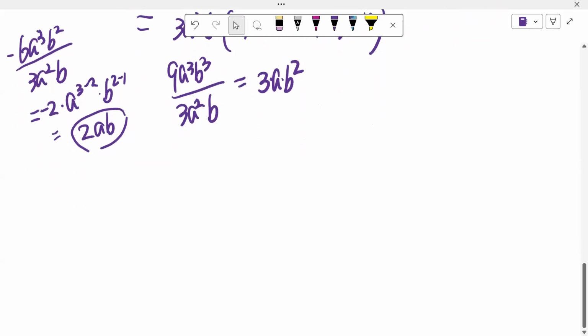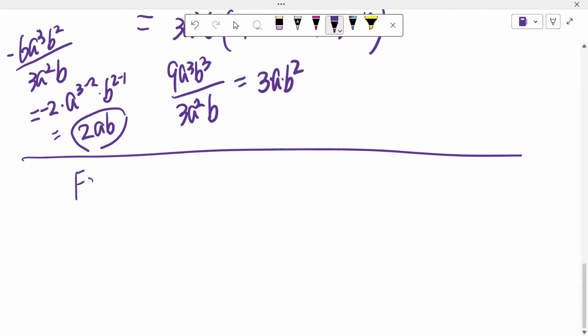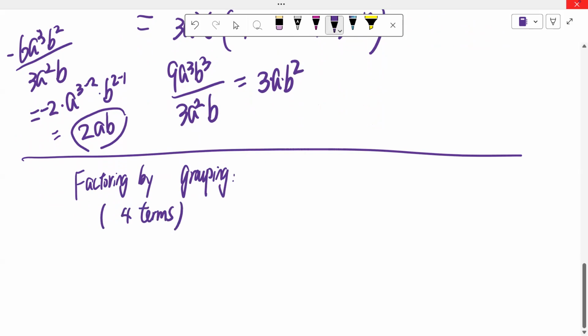All right, so let's talk about the next topic. It's called factoring by grouping. So most of the time, for factor by grouping, we will have 4 terms. If you see 4 terms, most of the time you're going to do the factor by grouping. So for example, group into 2 terms and 2 terms, right? Separate 2 terms.